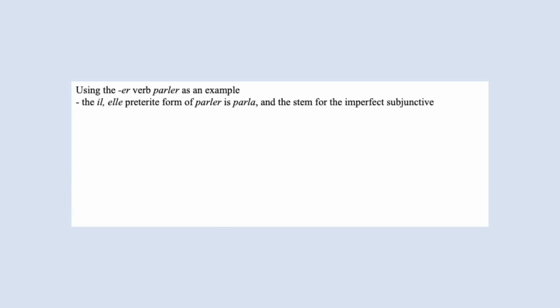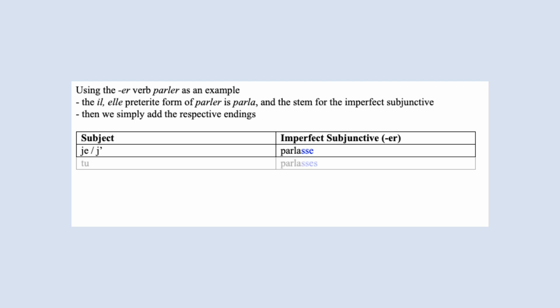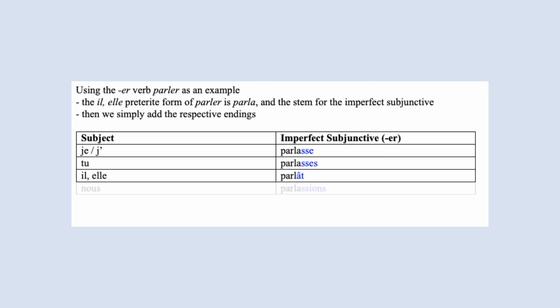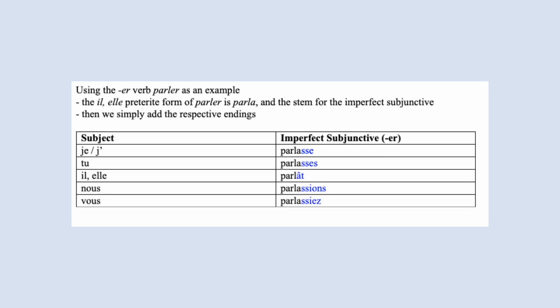For the verb parler, the il, elle preterite form is parla, so we use this as the stem for the imperfect subjunctive. Parlasse, parlasses, parlât, parlassions, parlassiez, parlassent.